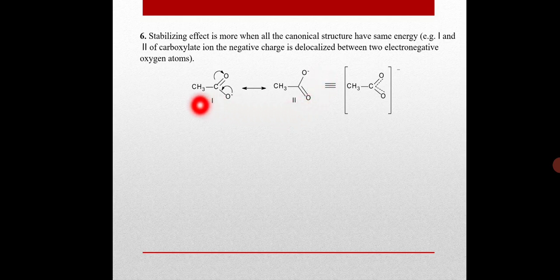But you see, in structure 1 or in structure 2 there is no major difference. The only difference is that the double bond in structure 2 is shifted from here to here, and the negative charge is shifted from one oxygen to the other. So both canonical structures are almost of the same energy. So when the canonical structures in a molecule have the same energy, the stabilizing effect is more.